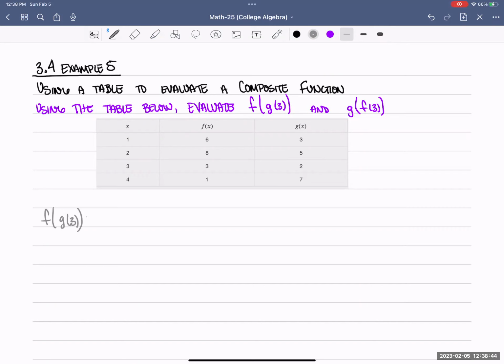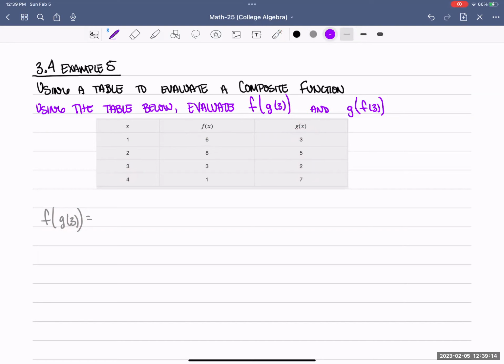So here, let's start with this inside function, g of 3. So what we're looking at is the function g of x evaluated at 3. So coming down here, we're going to find 3, and I see it right here. So g of 3, we move over to the g, and it looks like it's going to be this one. G of x evaluated at 3 is going to give us 2.